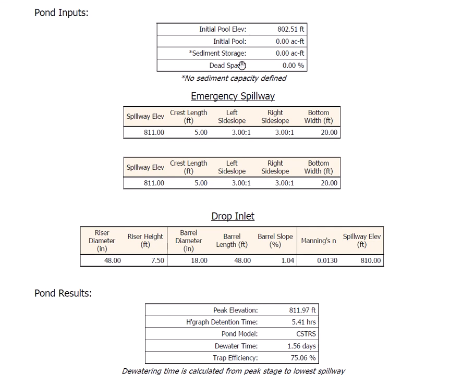Another thing to note that I skipped over, I'm circling here now, is dead space, and it's set at 0% for this project, and I'm okay with that. So dead space is essentially areas in the pond that are not used, where stormwater essentially short circuits. The theory behind it is there's eddy currents inside the pool, and certain parts of the pond are not completely mixed.